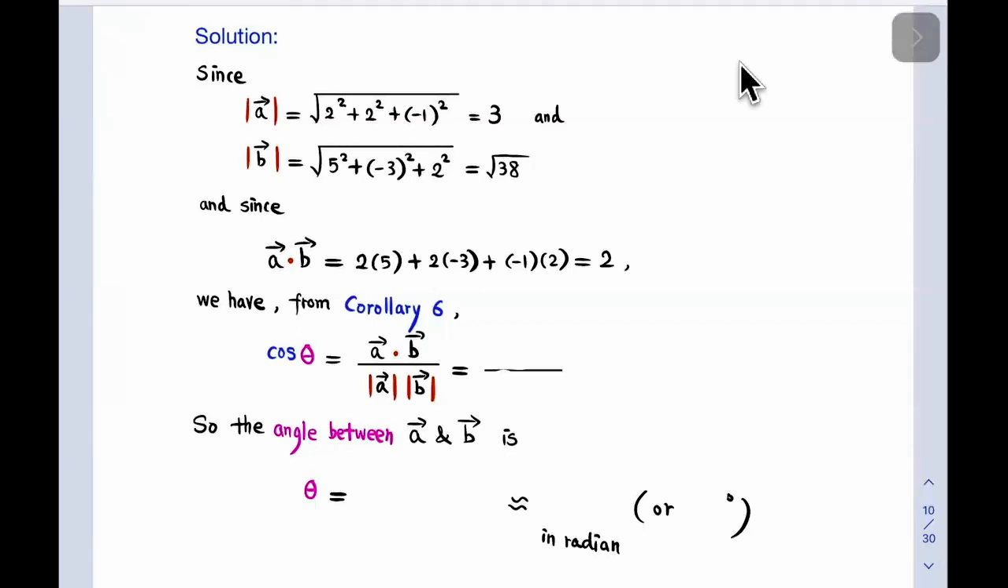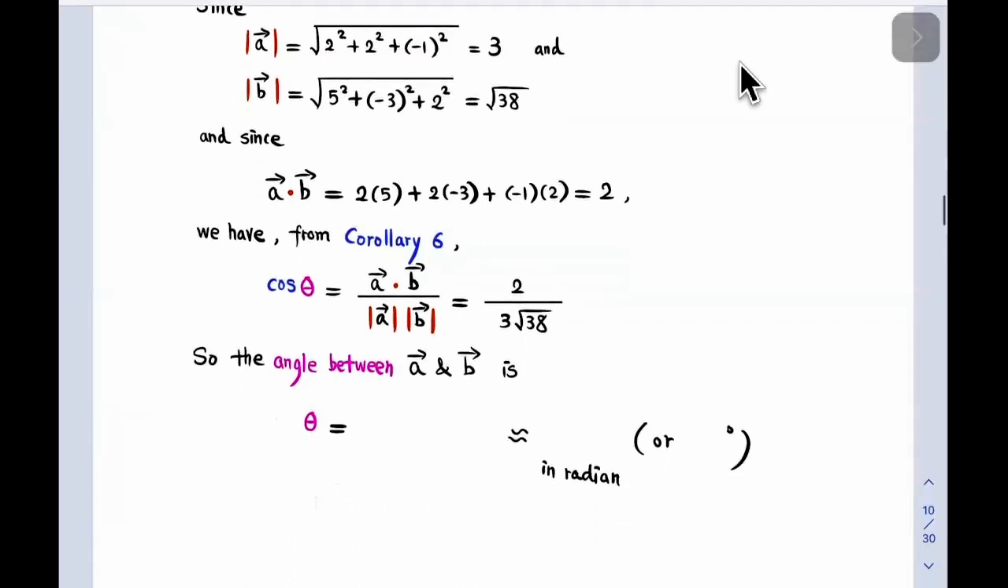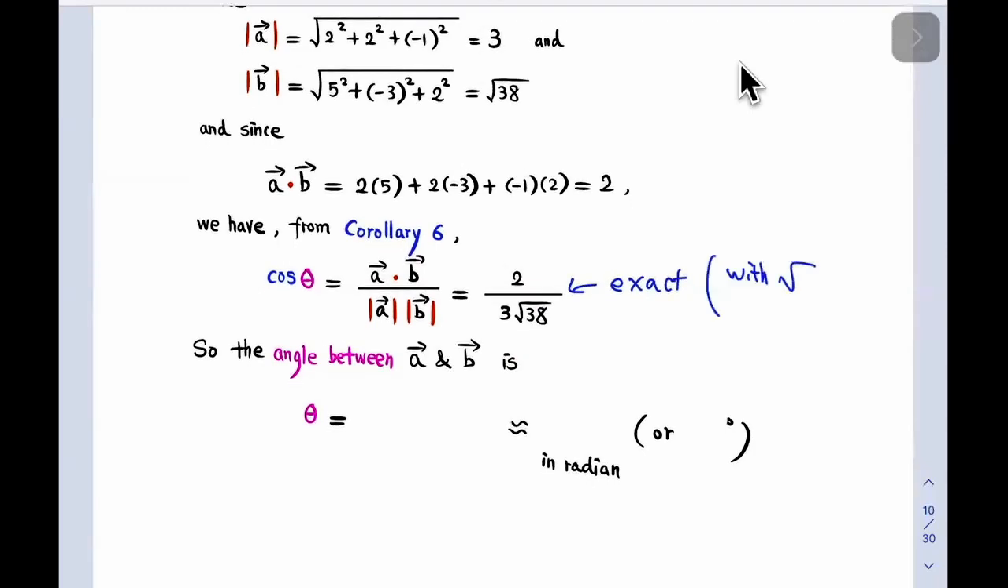All right, so A dot B is 2, and the magnitude of A times the magnitude of B is 3 times that, okay? So now, when you do homework on 9, this is called the exact number, okay? The one with the square root sign is the exact number. That's the exact, okay? The one with the square root sign.